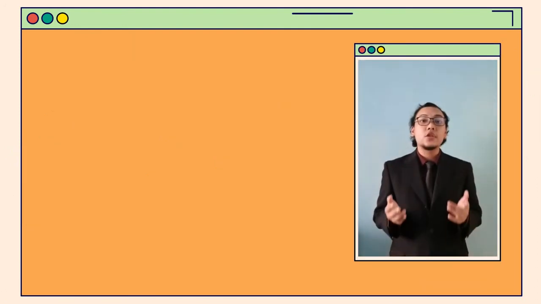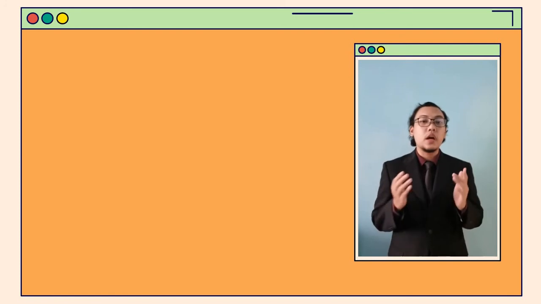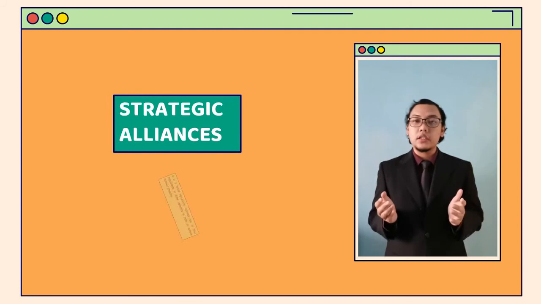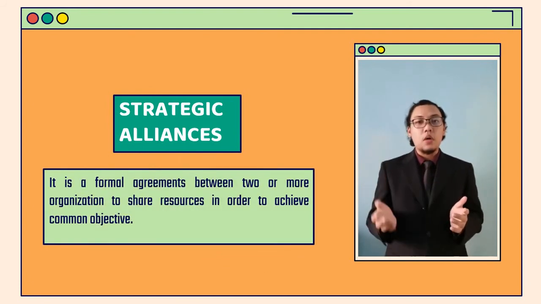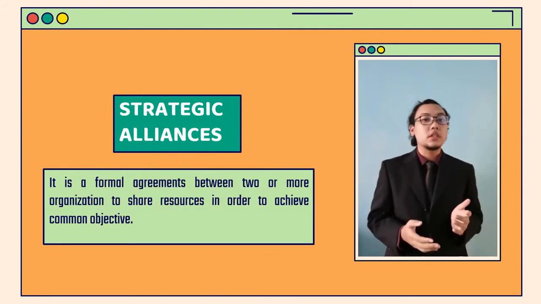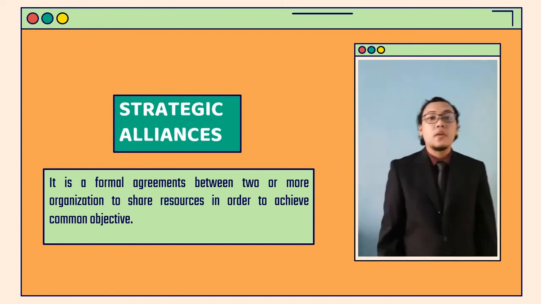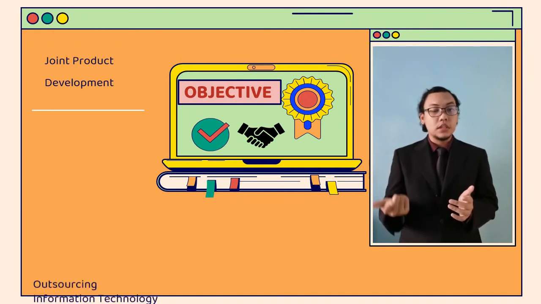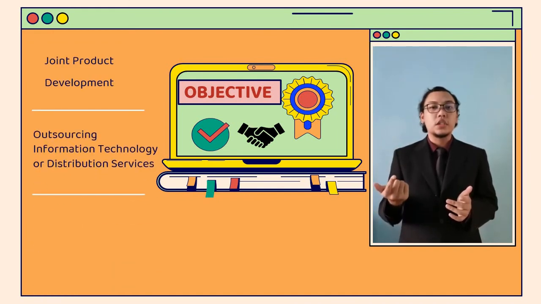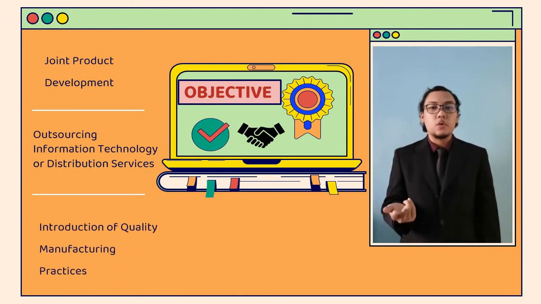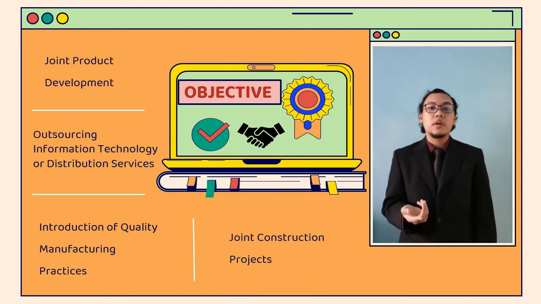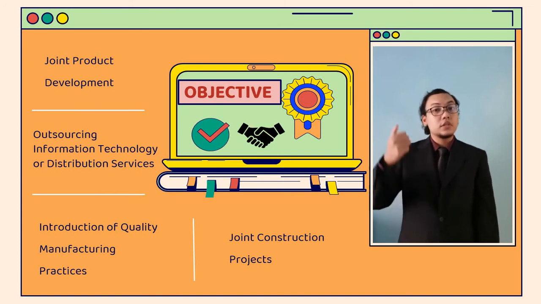Okay, this slide shows that when two or more companies want to have a relationship, they can form a strategic alliance. A strategic alliance is a formal agreement between two or more organizations to share resources in order to achieve common objectives. The objectives may include joint product development, outsourcing information technology or distribution services, the introduction of quality manufacturing practices in the supplier, and joint construction projects. That's all for the relationship with supplier. Let's go to the next slide.